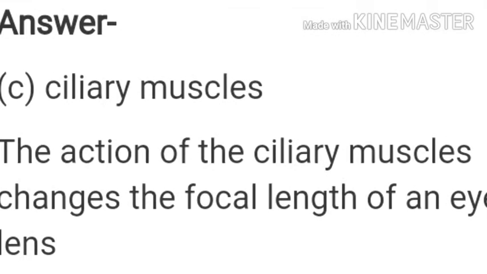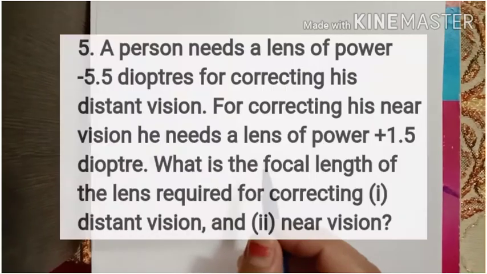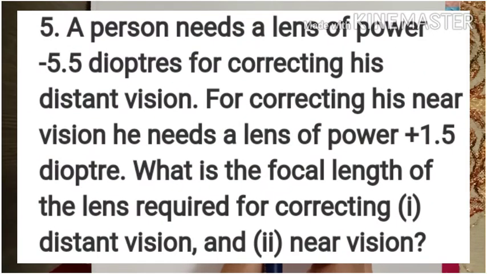Answer is C. Ciliary muscles. The action of ciliary muscle changes the focal length of an eye lens. A person needs a lens of power minus 5.5 diopter for correcting his distant vision. For correcting his near vision, he needs a lens of power plus 1.5 diopter. What is the focal length of the lens required for correcting distant vision and the near vision?